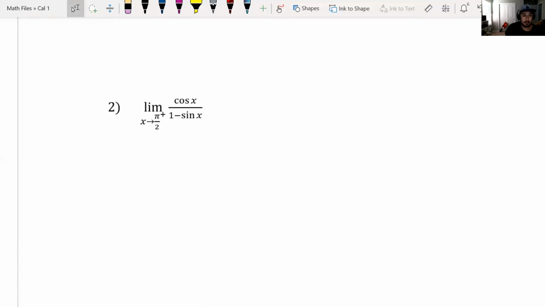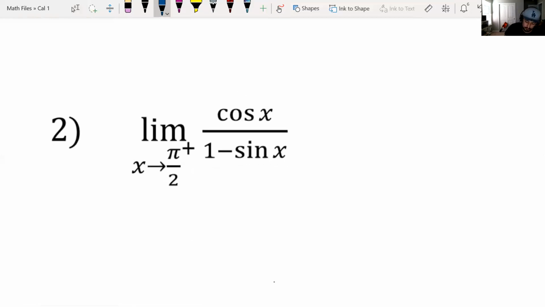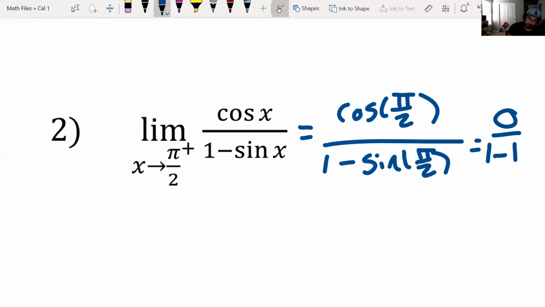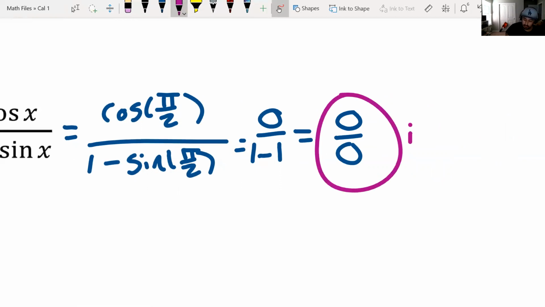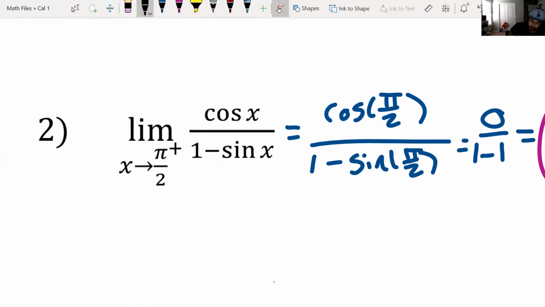Number 2. Let's see. Plug in pi over 2. All right. Cosine at pi over 2 over 1 minus sine at pi over 2. That gives me 0 over 1 minus 1, which is 0 over 0. So yes, you get indeterminate, which means we get to use L'Hopital's.